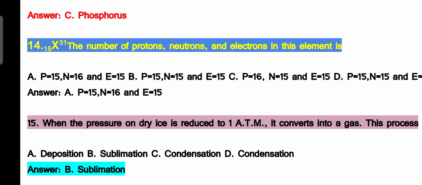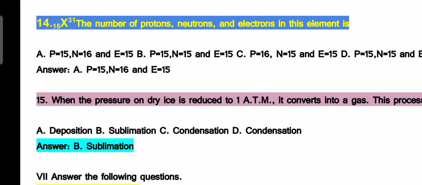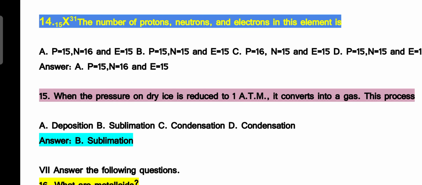14th question is given as a symbol X with 31 on top and 15 at the bottom. What does it say? 31 is the atomic mass number, 15 is the atomic number. The atomic number itself is the proton and electron number. It is equal to them. So proton will also be 15, neutron will be 31 minus 15, that is 16, electron will be 15. So here we have to choose the option A as proton 15, neutron 16 and electron 15.